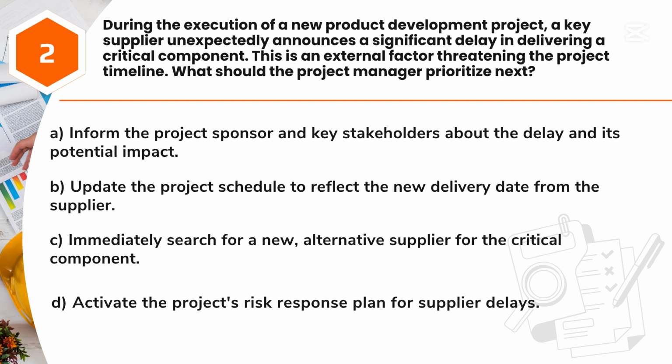A. Inform the project sponsor and key stakeholders about the delay and its potential impact. B. Update the project schedule to reflect the new delivery date from the supplier. C. Immediately search for a new, alternative supplier for the critical component. D. Activate the project's risk response plan for supplier delays.